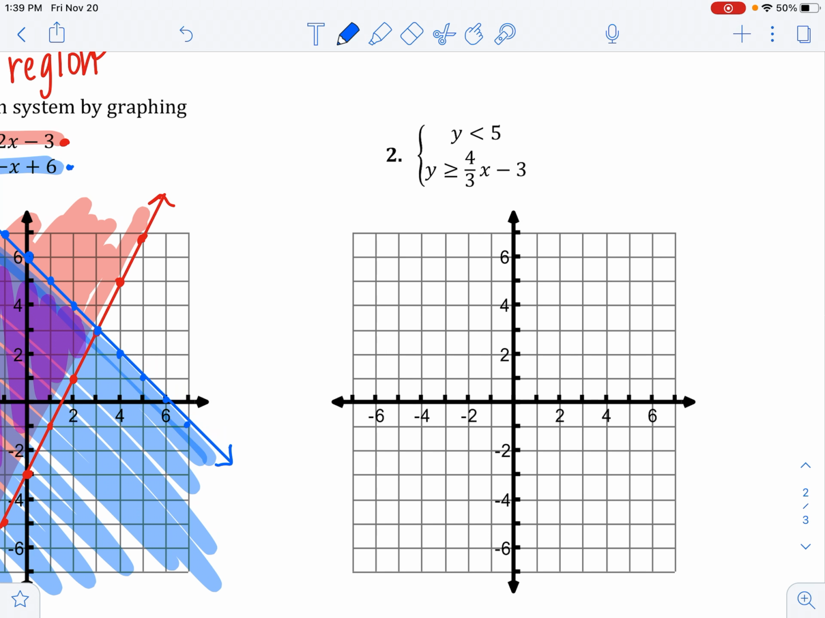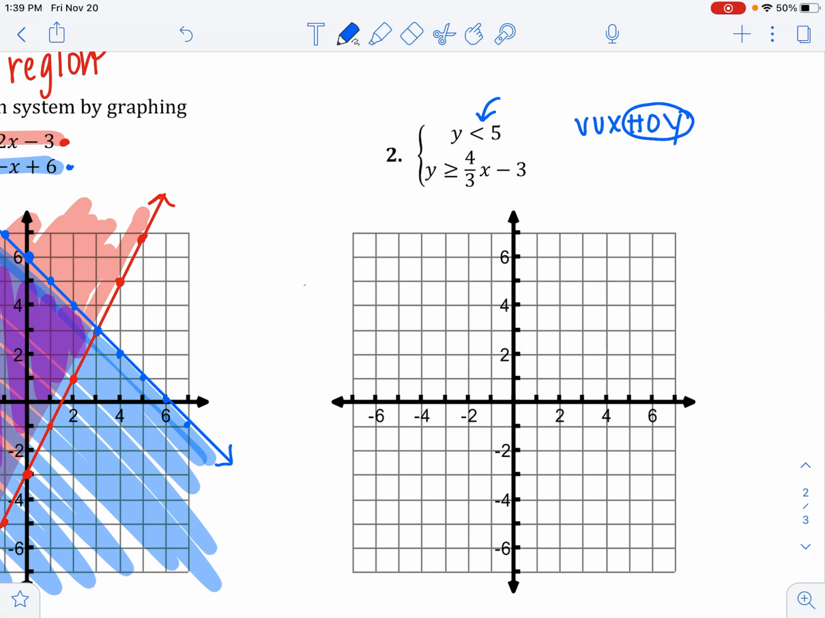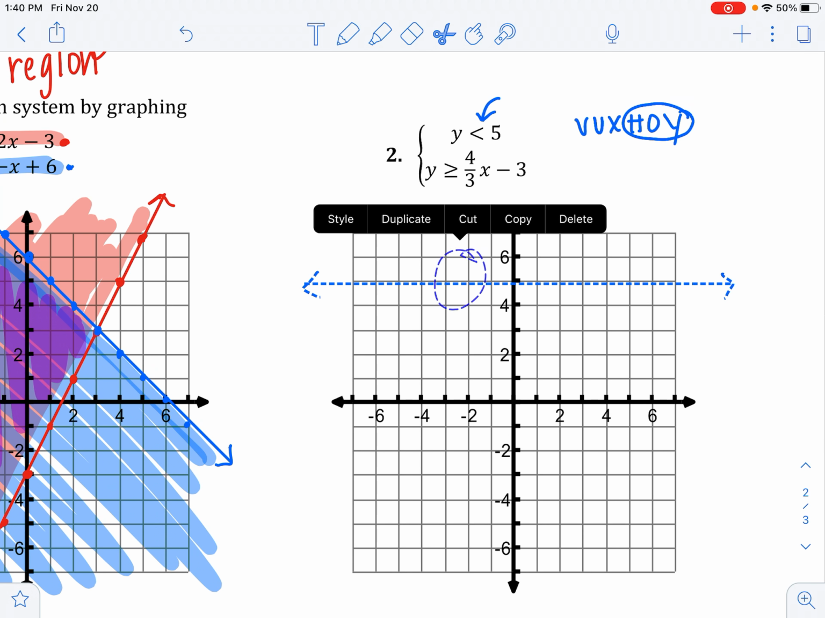Okay, next we have y is less than 5. Remember, when you have an equation of a line like y equals 5 or x equals -2, we use VUX-HOY for help. Since it's y equals, that's a horizontal line, so I'm going to graph a horizontal line at 5. Since it's less than, I'm going to use a dashed line.